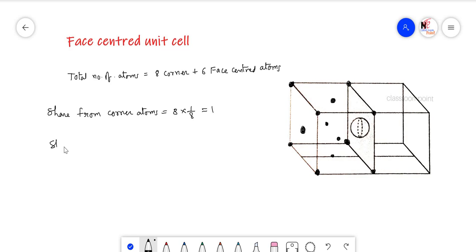Therefore, the share from face-centered atoms: there are 6 face-centered atoms. Each atom contributes only 1/2 towards a particular unit cell, so it equals 3. Total number of atoms, 3 plus 1, equals 4 atoms per unit cell.